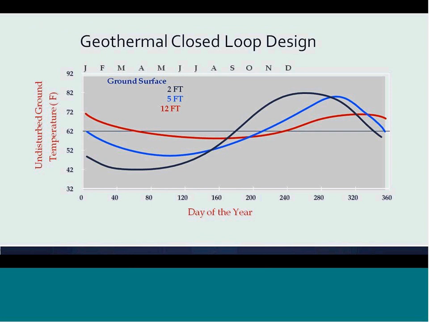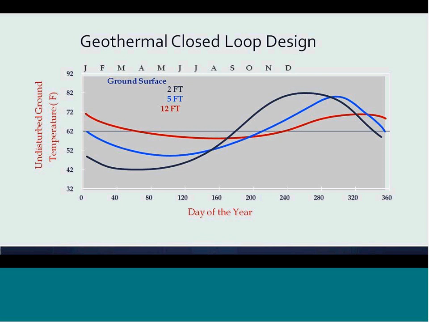This chart is a good segue into our next topic, which is horizontal loop systems. If you look at this chart, you'll notice that there are 3 different colored lines. Each line represents a different depth below the Earth's surface, and this is obviously for a particular location. The black line represents 2 feet down, and you'll notice that the temperature varies from around 42 degrees in the February and March time frame and warms up to about 82 degrees in the fall.